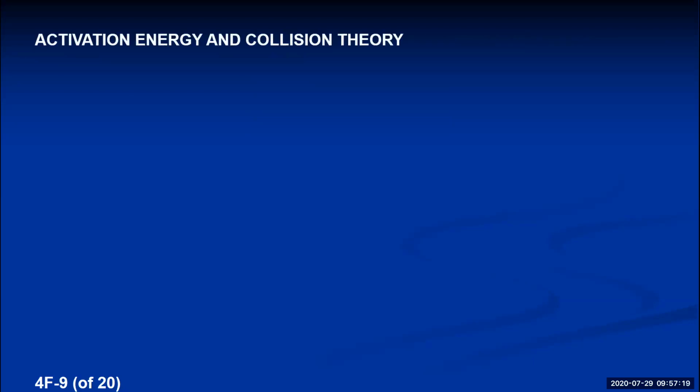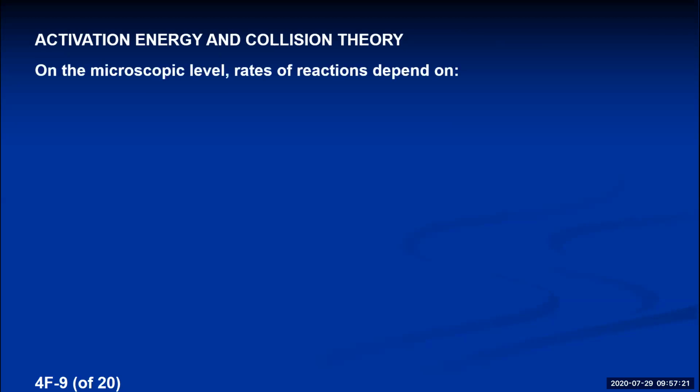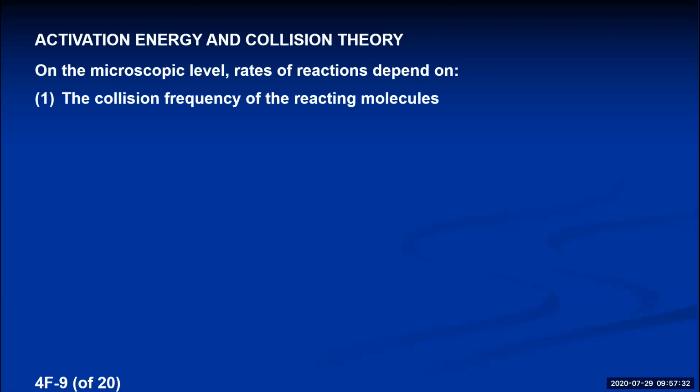Now, let's relate activation energy and collision theory. Collision theory talks about microscopic levels for chemical reactions, and the speed of a chemical reaction depends upon three steps in the collision theory. First, molecules have to collide. So how often are they colliding? The more often they collide, the faster the reaction rate's going to go.